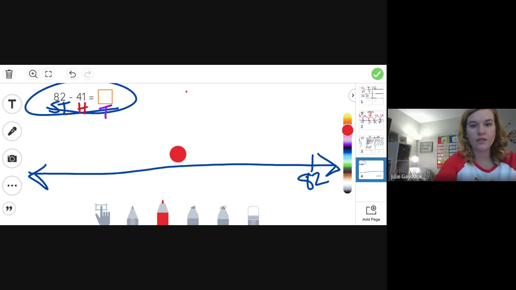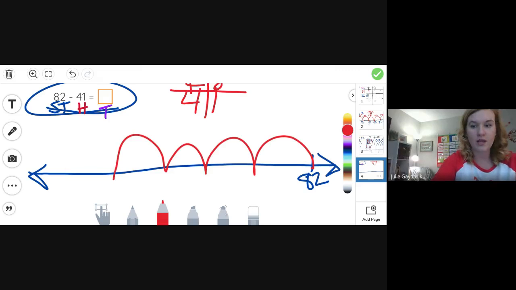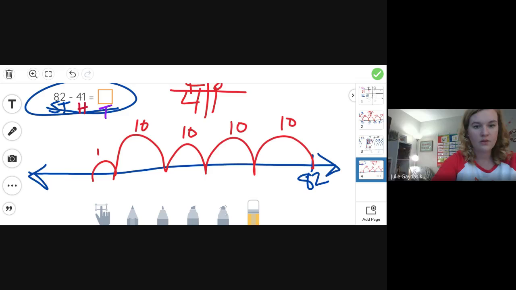Now remember, I want to start with my tens, and I have 4 tens. So I'm going to hop backwards 4 tens. 10, 20, 30, 40. Going to double check: 10, 20, 30, 40. And then I'm going to hop back my ones. Oh, and it shouldn't be a plus, it should be a minus. I apologize. This should not be a plus sign, this should be a minus sign. Minus 1.